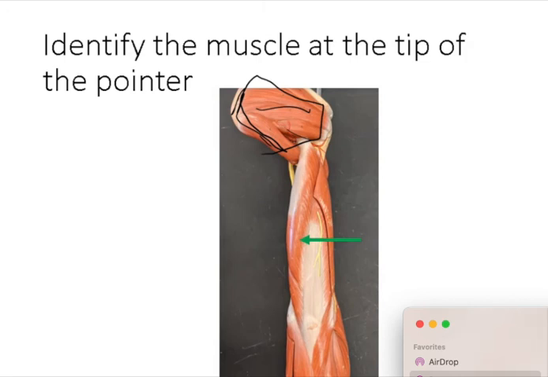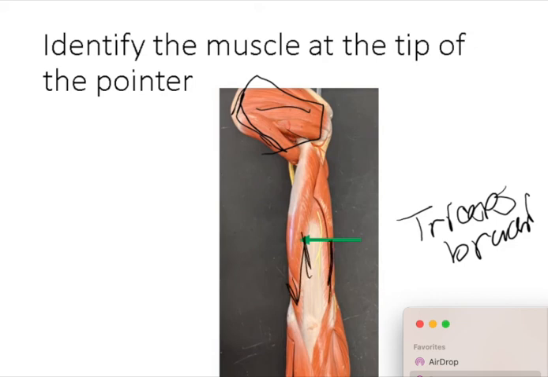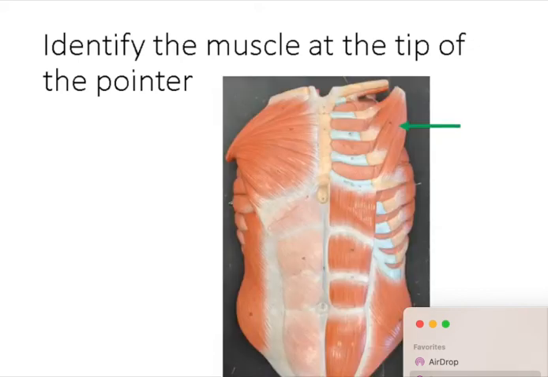The back of the upper arm has the series of muscles that are referred to as the triceps brachii. Triceps brachii. Remember, in the front was the biceps brachii. In the back, we have the triceps brachii. Tri means three, so we have three heads. For right now, just know them all together as the triceps brachii.